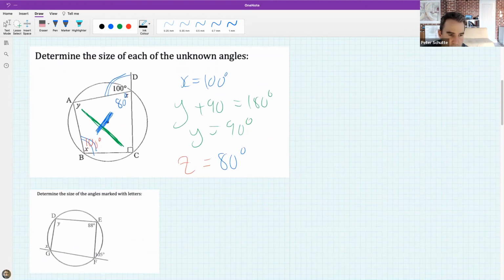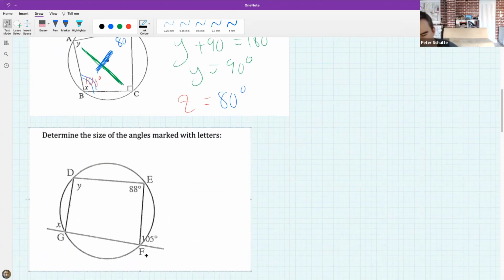Over to you guys. I want to know, what is X and Y? So I want you to work that out and pop it in the chat when you've done that. What is X and Y?